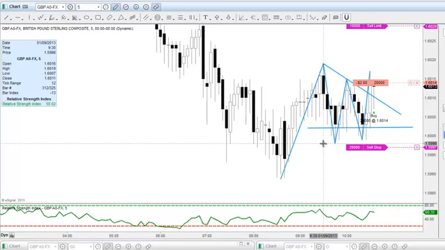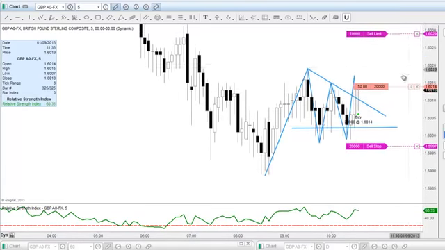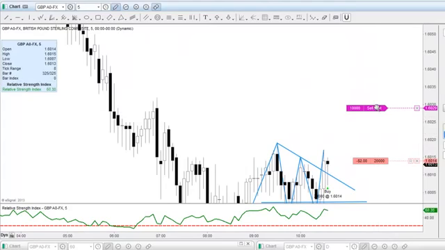We don't want the market to violate the previous lows. So what I'm looking for is an advance here, and I'm looking for the market to come up into initially around 160.29.